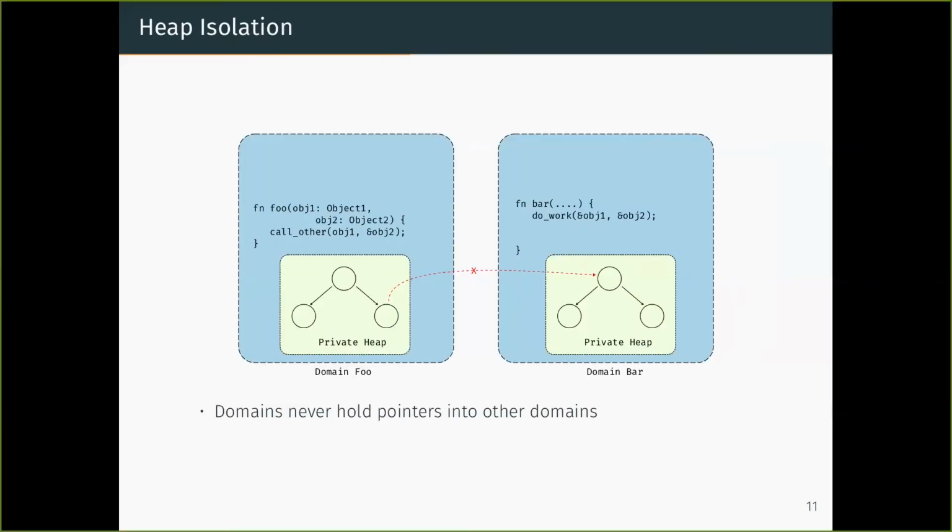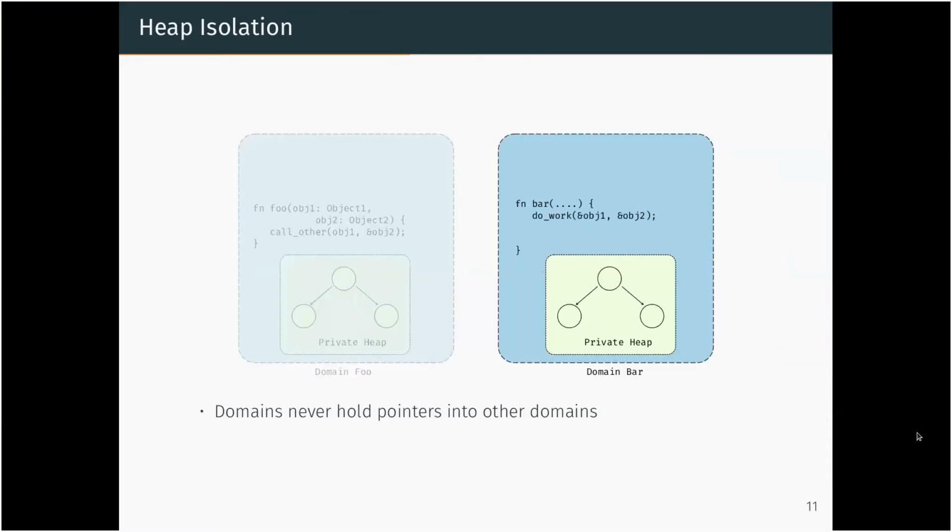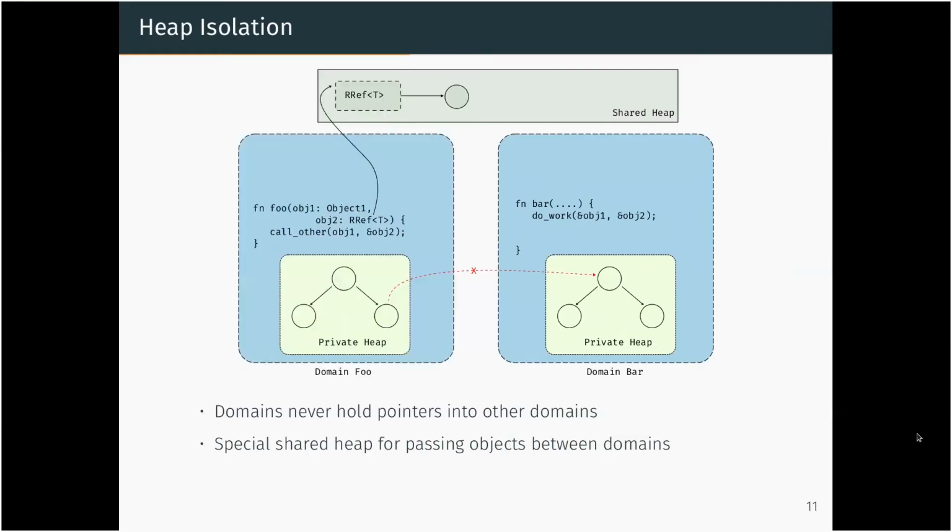We enforce heap isolation as an invariant across domains. That is, domains never hold pointers into private heaps of other domains. Heap isolation is key for termination and unloading of crashing domains. Since no other domains hold pointers into the private heap of a crashing domain, it is safe to deallocate the entire heap. To enable cross-domain communication, we introduced a special shared heap that allows allocation of objects that can be exchanged between domains.